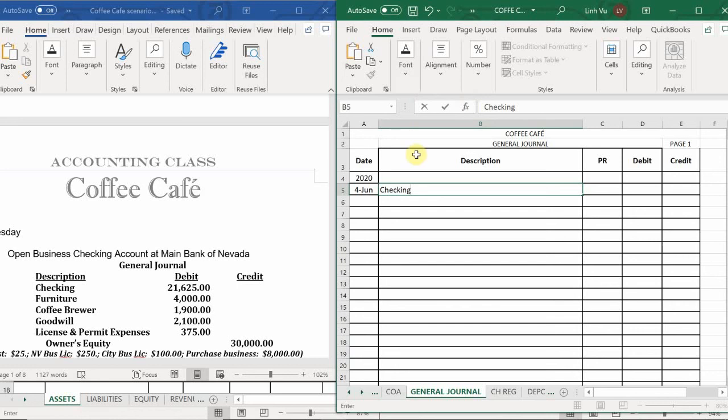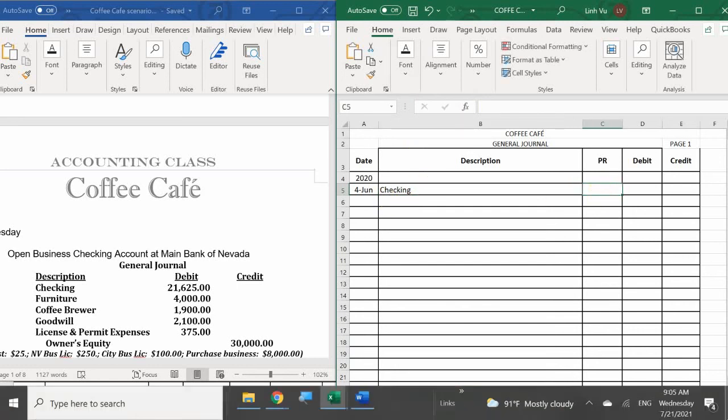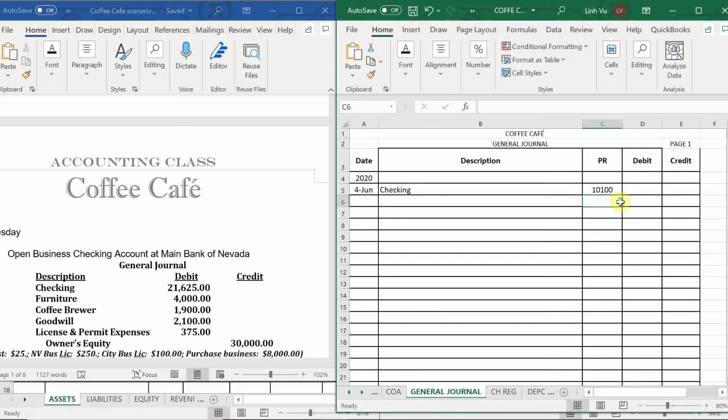Again, checking. We recognize that checking was account number 10,100. That is a rule of thumb: you need to be able to recognize the account number. Once you go through the system, you're going to memorize checking for sure, because checking is going to be that number one account you're going to be frequently using. Now the next one is going to be for furniture.